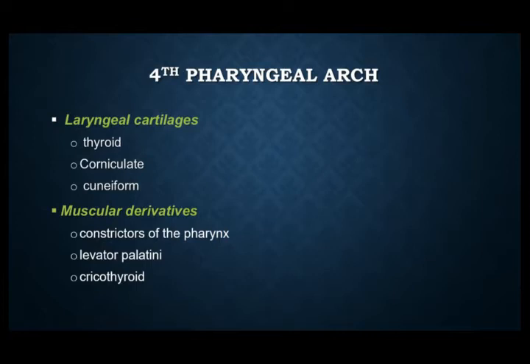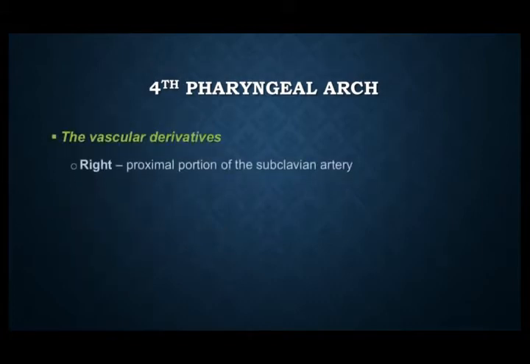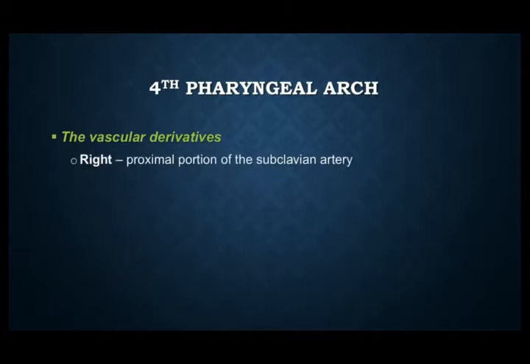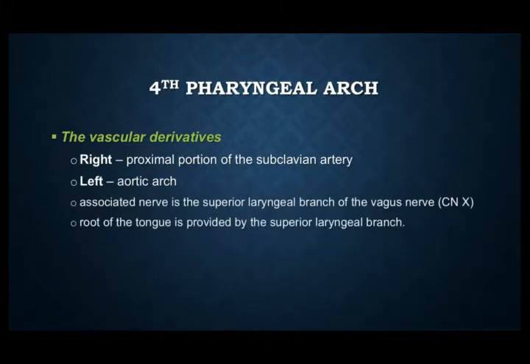Then you have the muscular derivatives that include the constrictor muscles of the pharynx. And then you have the levator palatini, one of the muscles of the palate, and then the cricothyroid. So these are all the muscular derivatives. Then finally you have the vascular derivatives that include the arterial as well as the nervous supply. That includes the proximal part of the subclavian artery of the right side. Okay, and one of the nerves that is associated with the fourth pharyngeal arch is the vagus nerve.